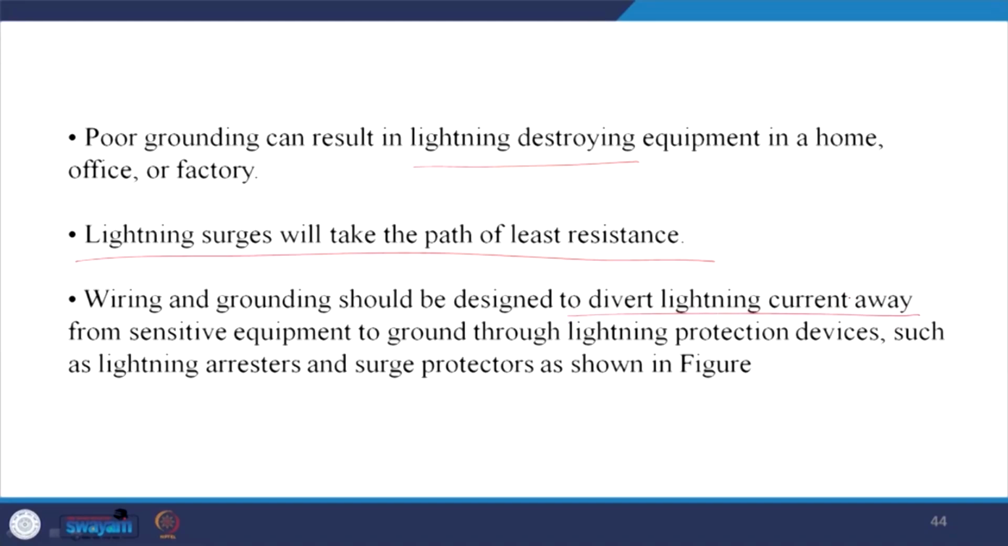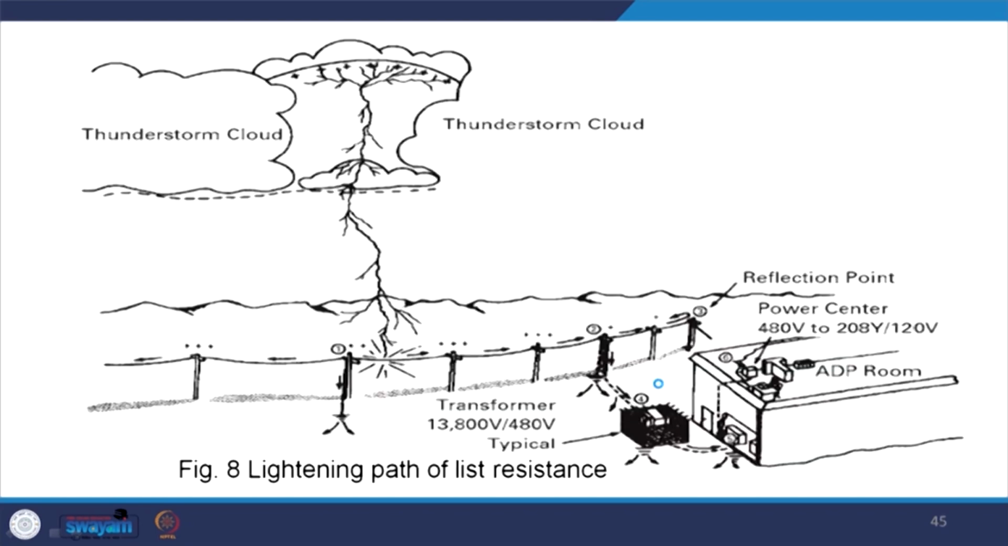Wiring and the grounding should be designed to divert the lightning current away from the sensitive equipment. You have to bypass the equipment to ground through the lightning protection devices such as lightning arresters, such protections I am showing in the next figure. So, this is the case, thunder, it is striking maybe here, and you try to have an entity here, otherwise it will propagate here and here, and ultimately since it is the least resistive path, it will go through here.